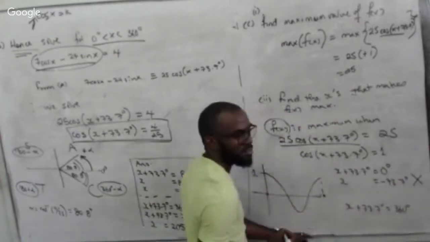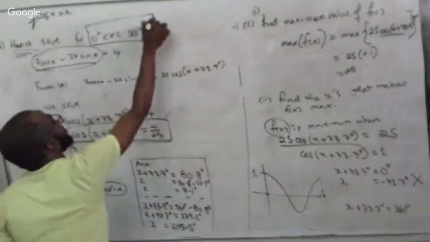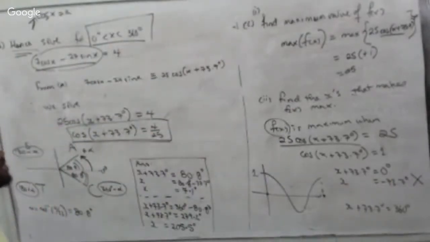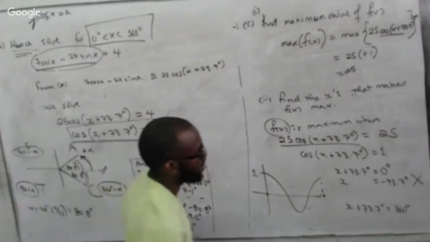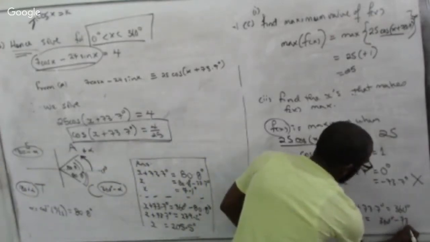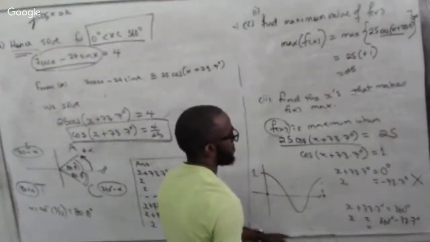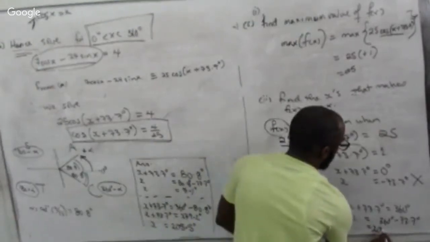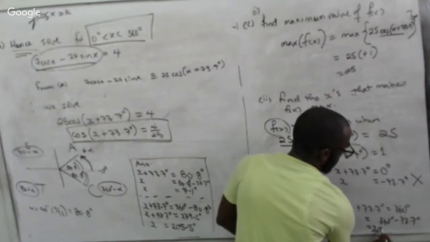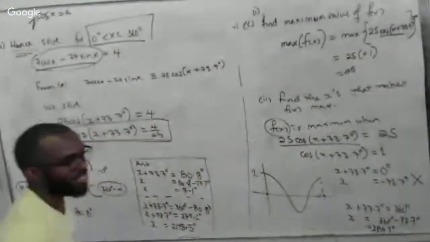Not an answer. Why? Because the interval says it must be what? Between 0 and 360. So x is equal to 360 degrees minus 73.7 degrees. What is that? 286.3 degrees. Everybody's happy with that?